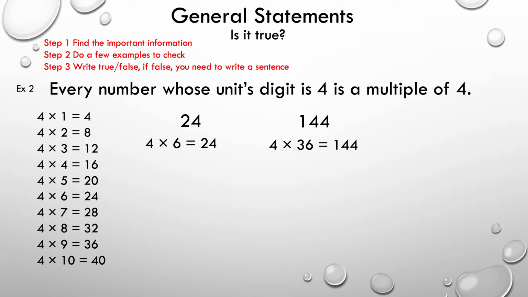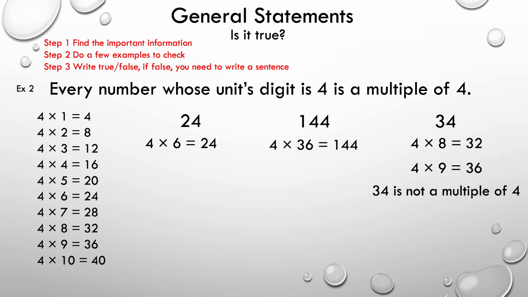Wait a second, I just remembered something. Let's talk about 34. If we look on the left of the multiples, it's not there. So let's prove why it's not. 4 times 8 is 32. 4 times 9 is 36. And there's no whole number times 4 to give me 34. So therefore, 34 is not a multiple of 4, and we can say that this general statement is false.